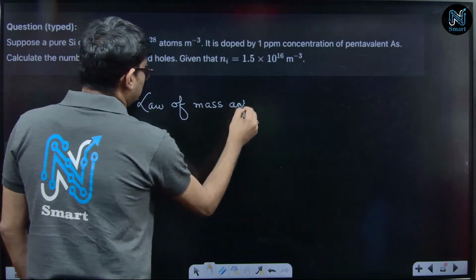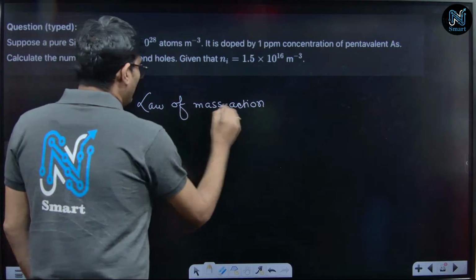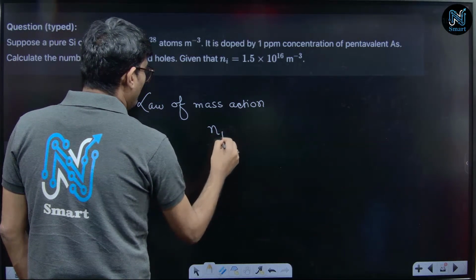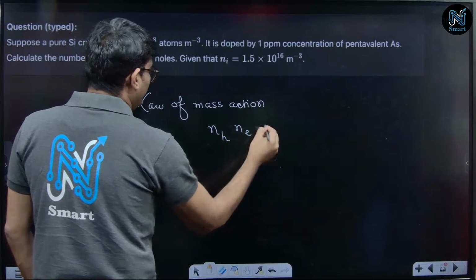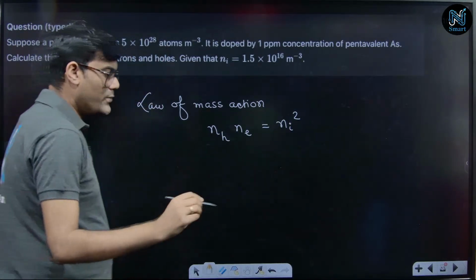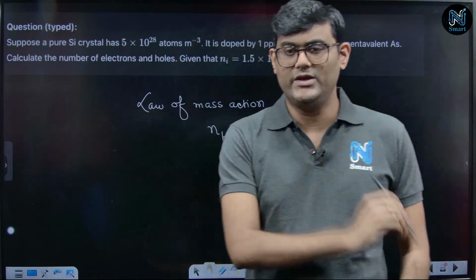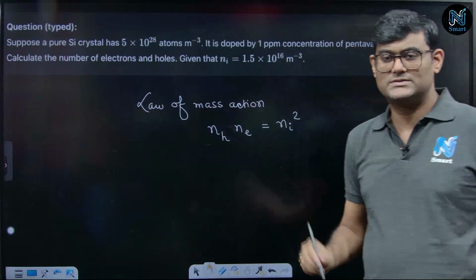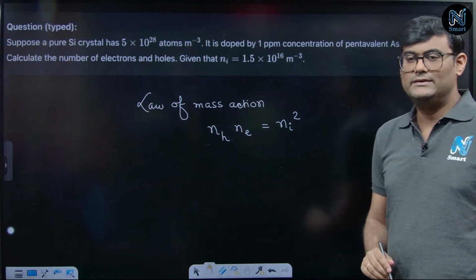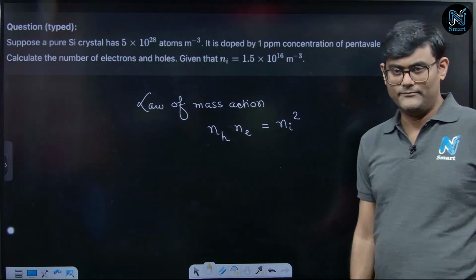You should remember this law of mass action, although the proof is not required in your syllabus. Law of mass action says n_h multiplied by n_e is equal to n_i squared. That means the product of holes concentration and electrons concentration in any semiconductor is a constant, and that constant is equal to intrinsic concentration squared.